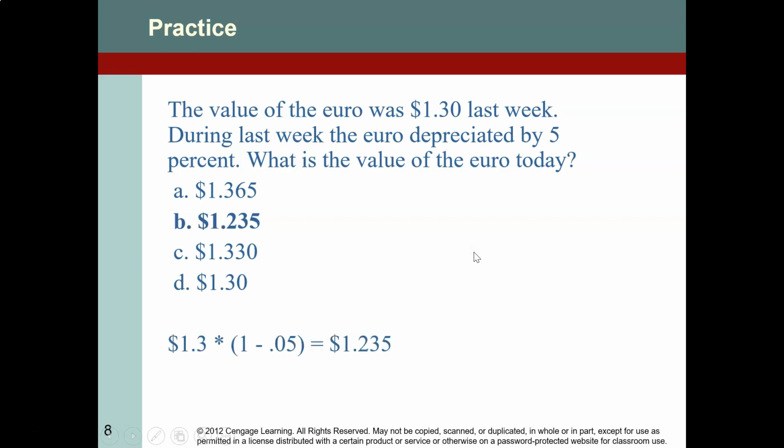The value of the euro today should be 1.235 here, option B. We can use the euro value last week, 1.3, multiplied by 1 minus 5%, or 0.05, because the value depreciated by 5%.